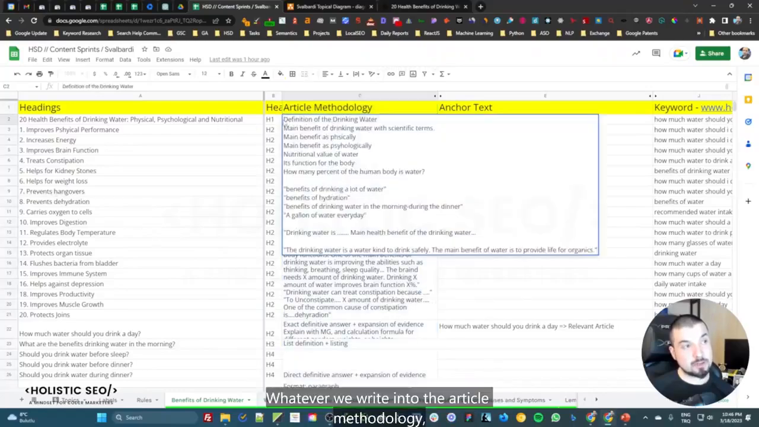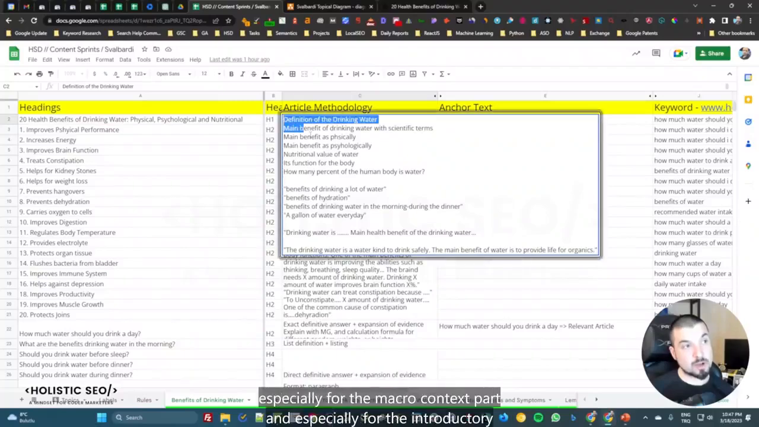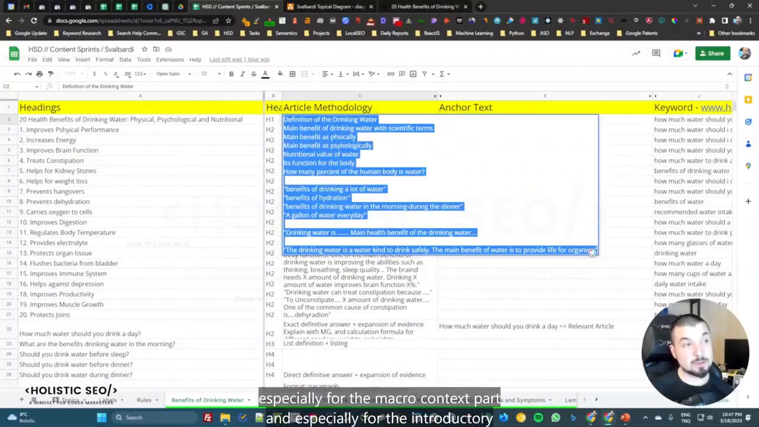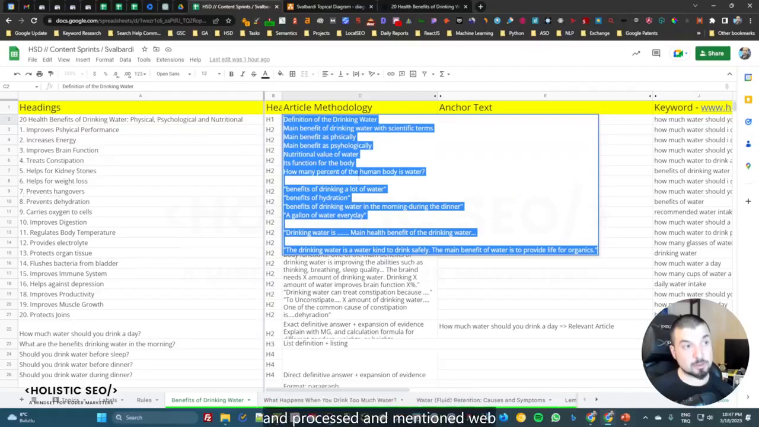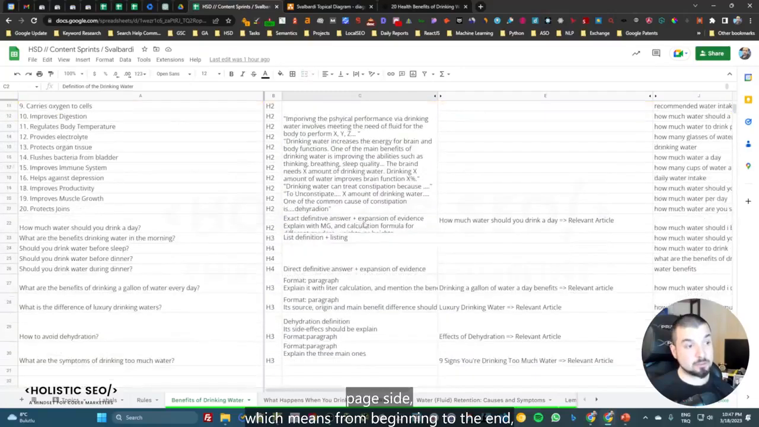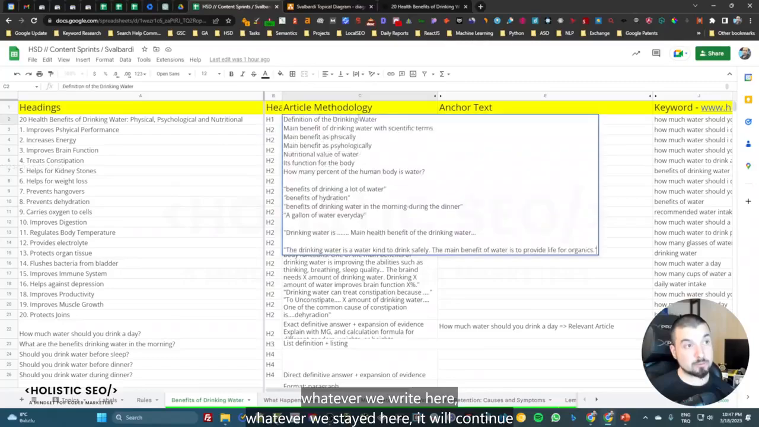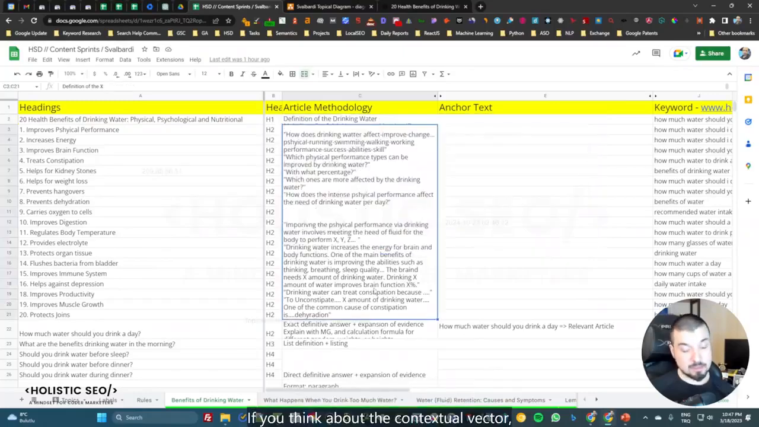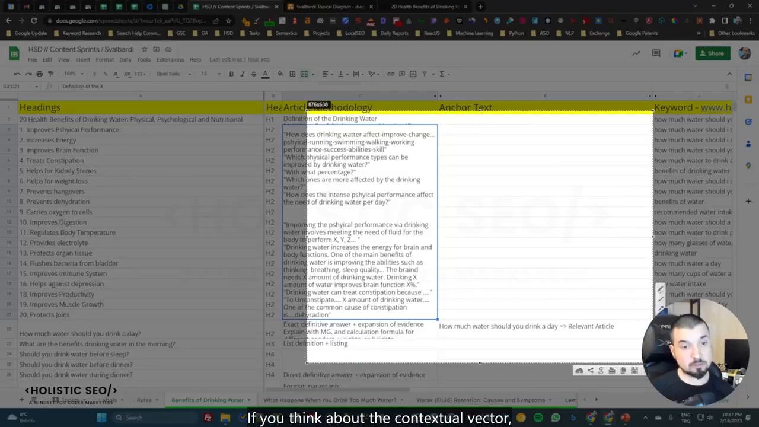Whatever we write into the article methodology, especially for the macro context part and especially for the introductory part, these things will be talked about, processed, and mentioned from the beginning to the end of the web page. Whatever we state here will continue to be mentioned and processed, and everything will be about that. If you think about the contextual vector, basically it is actually a line.